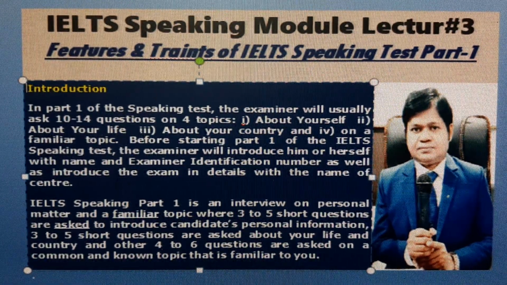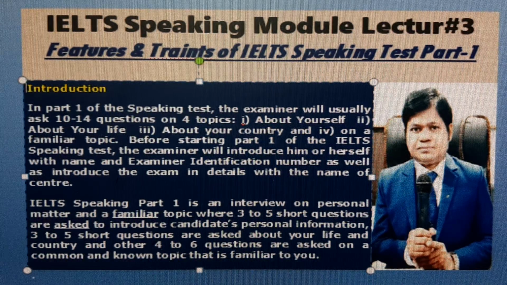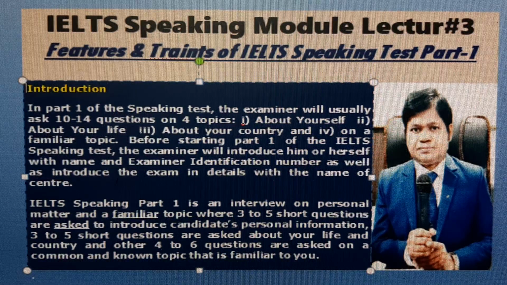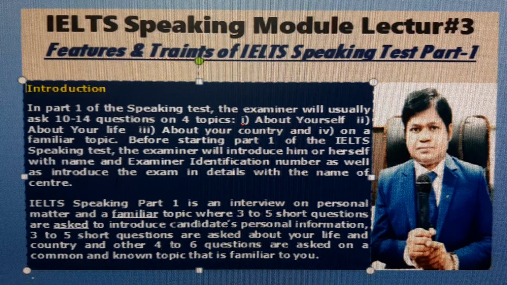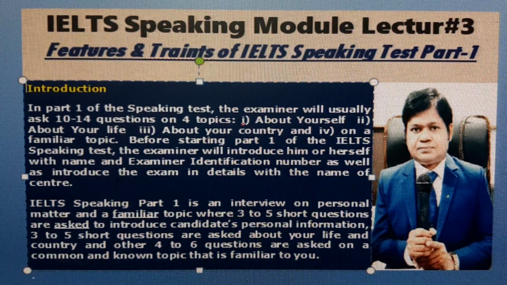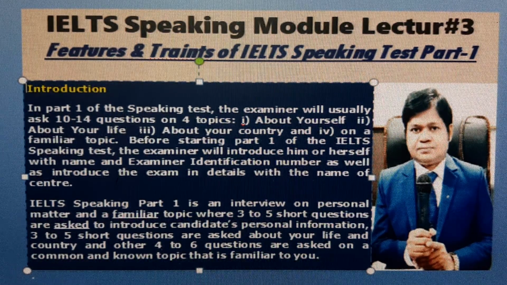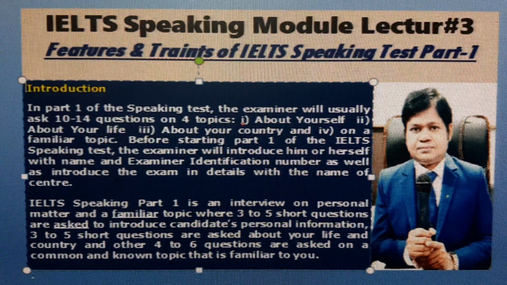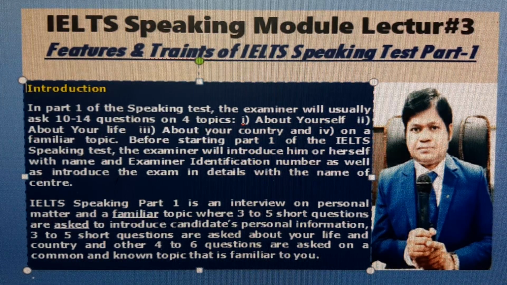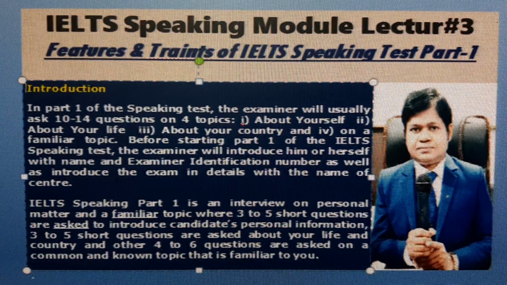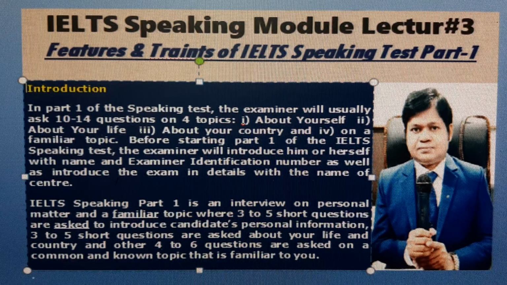Part 1 of IELTS Speaking Module is generally known as Introduction and Interview or Personal and Familiar Aspect, where the examiner will usually ask 10 to 14 questions on 4 topics. Number 1, about yourself. Number 2, about your life. Number 3, about your country. And number 4, on a familiar topic. Before starting part 1 of the IELTS speaking test, the examiner will introduce him or herself by name and examiner identification number, as well as introduce the exam and exam center where it is taking place.